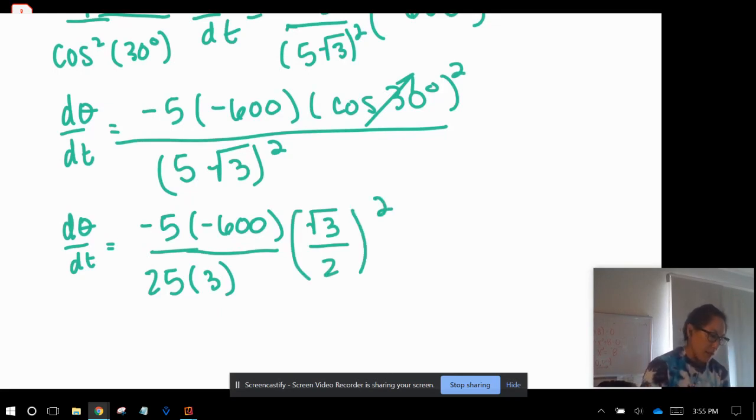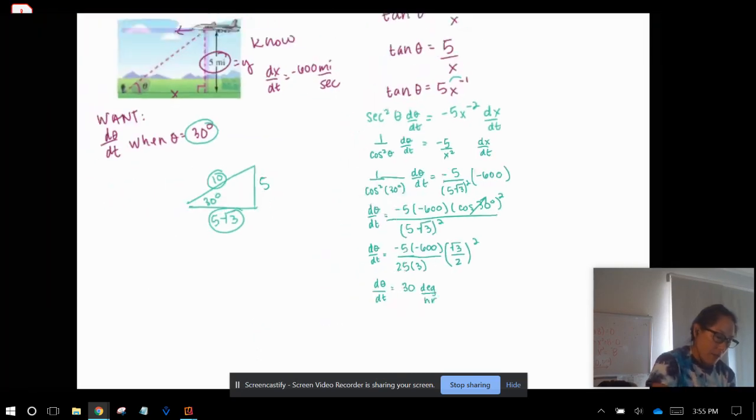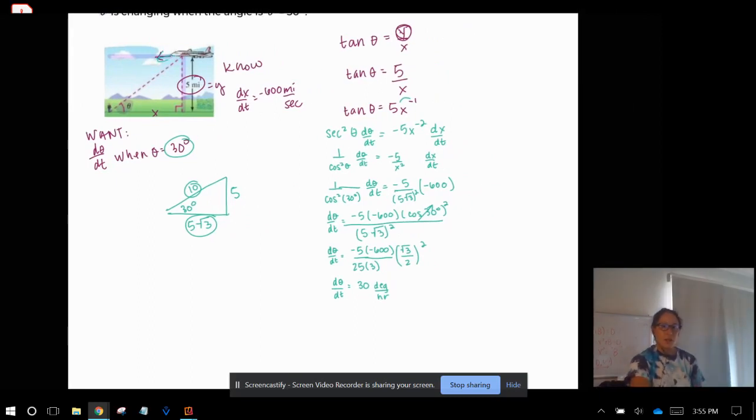Whew, I made it. Okay, I am honestly just going to type this into my calculator, and what I get is 30 degrees per hour. So the angle as I move this way at negative 600 miles per hour, the angle is changing at 30 degrees per hour. So that makes sense because if I'm moving to the left, then I'm going to have to keep looking higher and higher and higher to see the airplane. So the angle is increasing. And that is it.